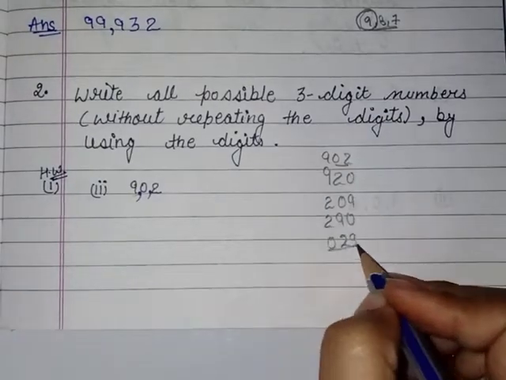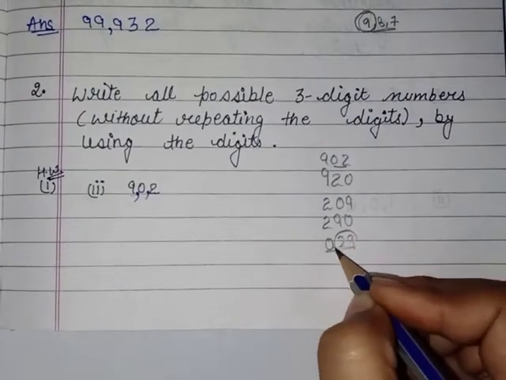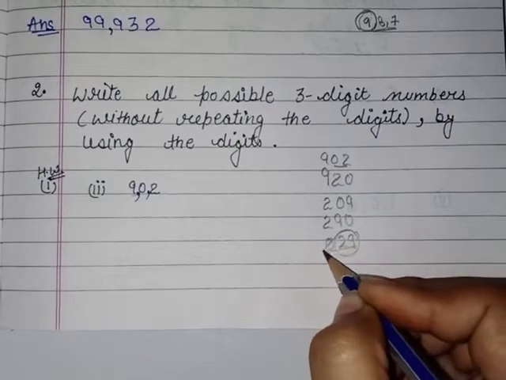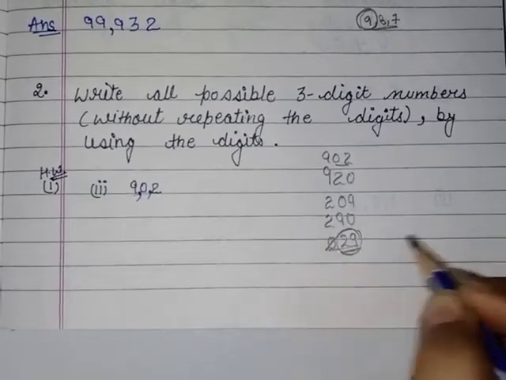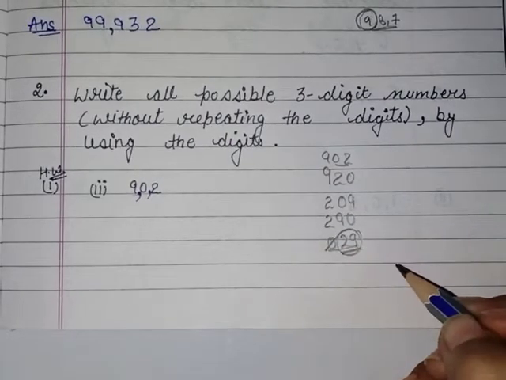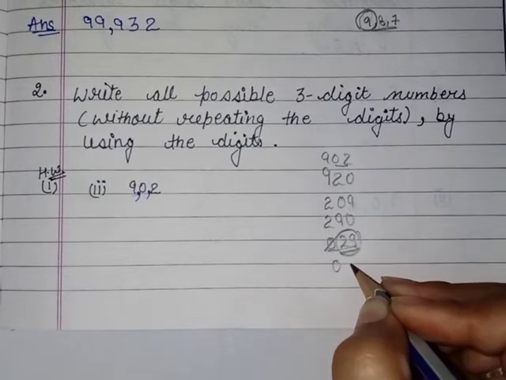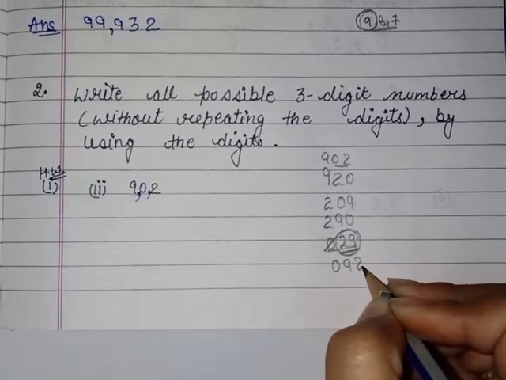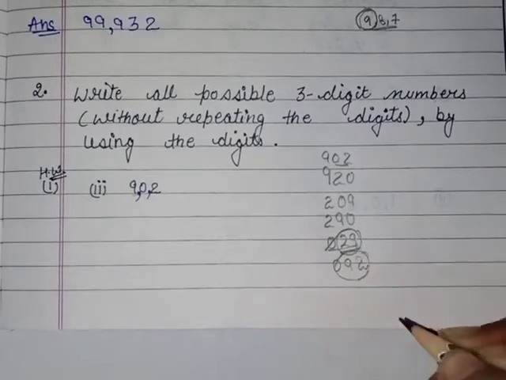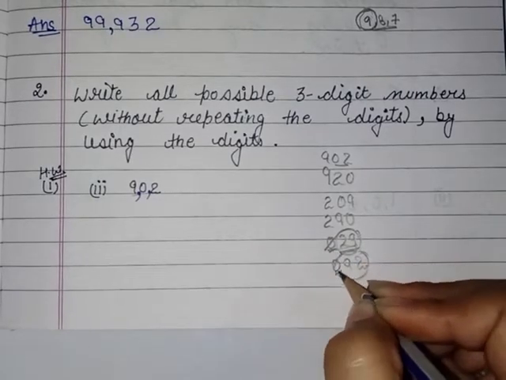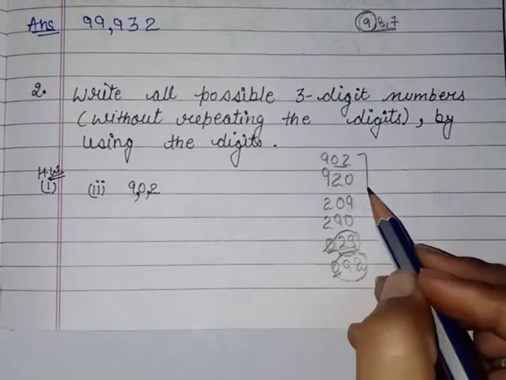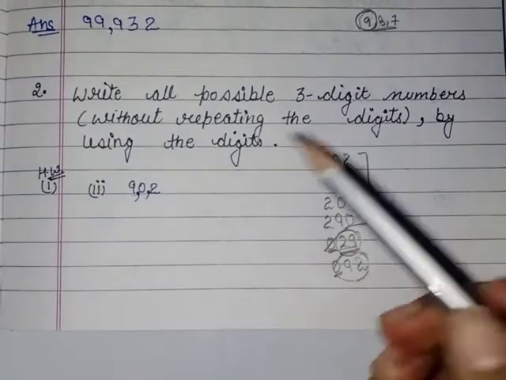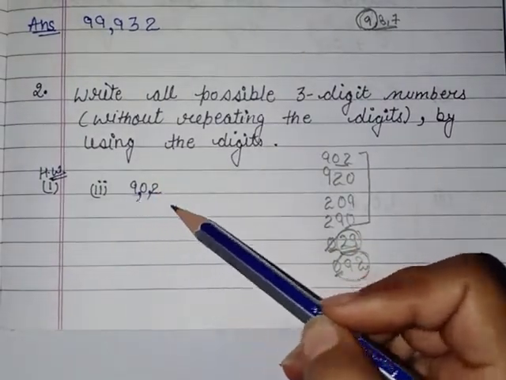Okay, fifth number can't be this. Why? Because this is 29. 0 is in the starting now. So this is 29 and 29 is a 2-digit number. So we cannot use it, and we also cannot use 092 because this is also a 2-digit number. We cannot put 0 in the starting. So we have these 4 numbers which are formed using these 3 different digits.